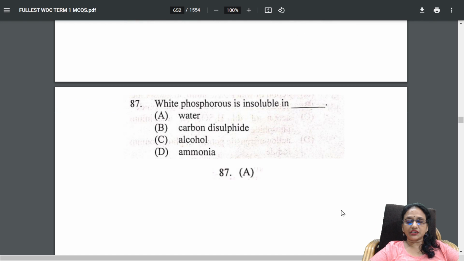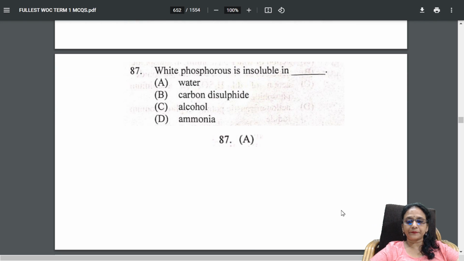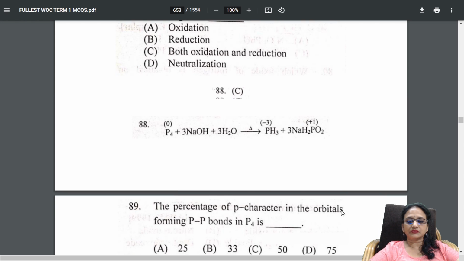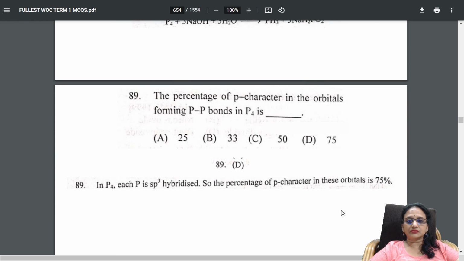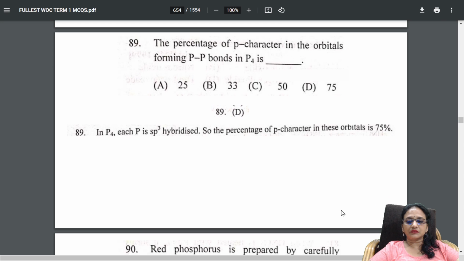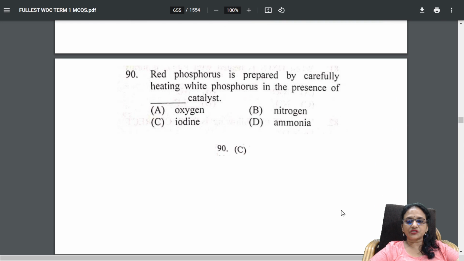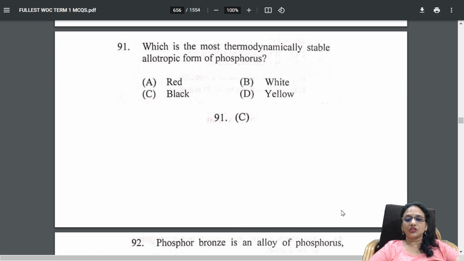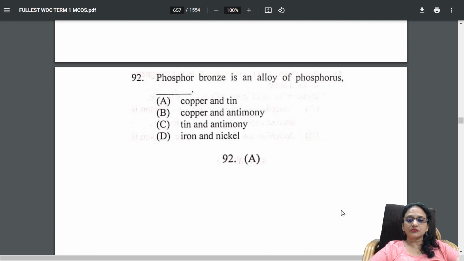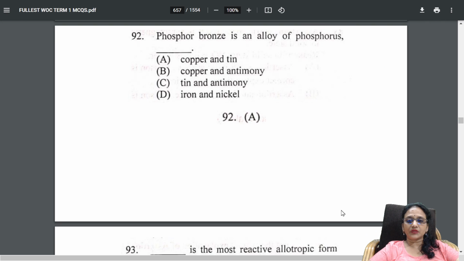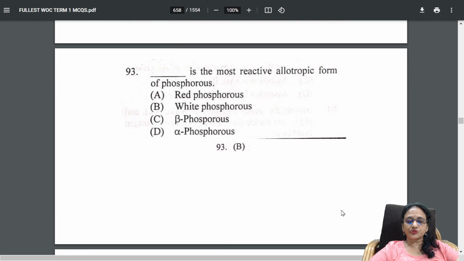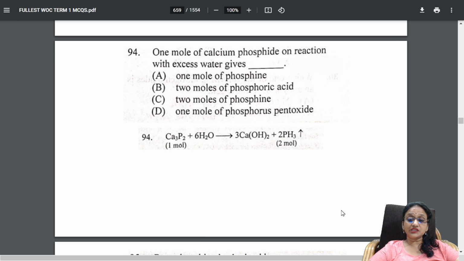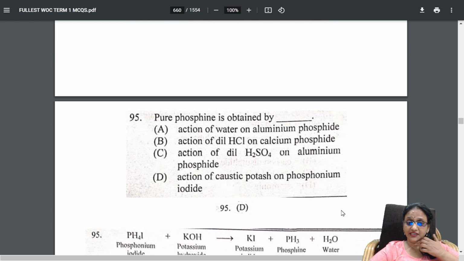These are the questions related to phosphorus. Red phosphorus. State board and ICSE board students can go through these. These are the different allotropes of phosphorus. Group 15 will go with the properties and with the important reactions.